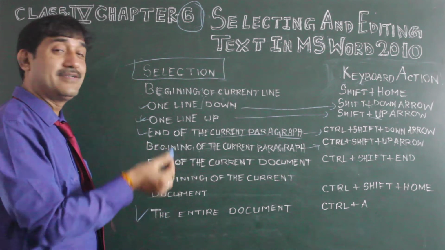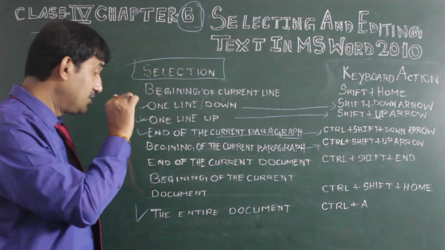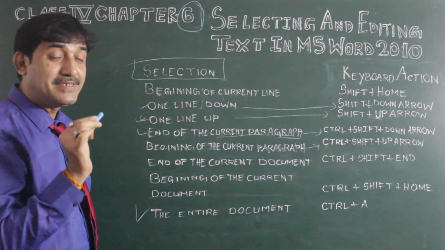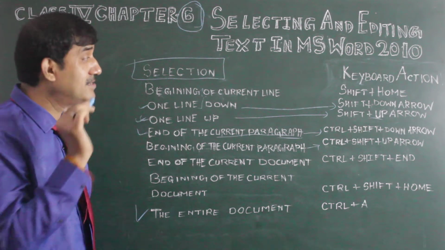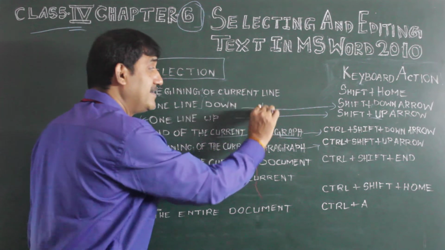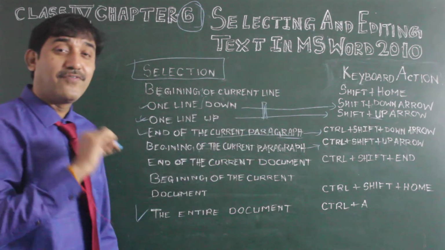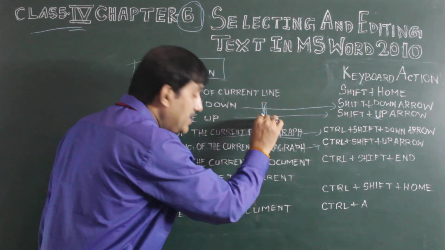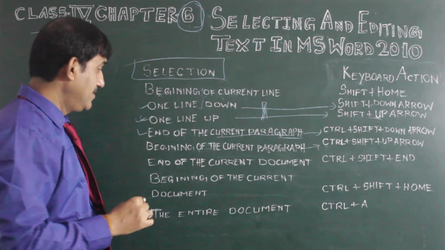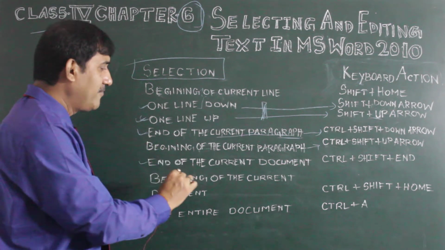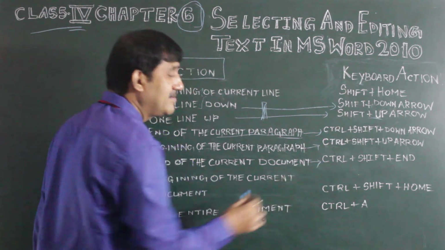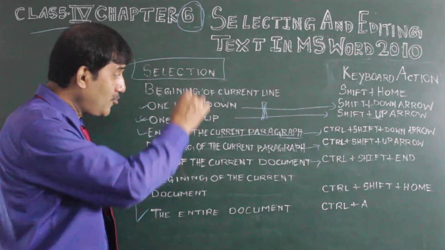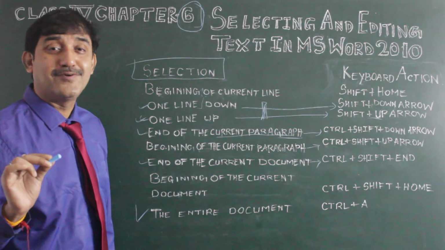End of the current document. You are working on the document, you want to select up to the end of the current document. But mind it, it will be selected from where the cursor is. So the cursor is very important. The blinking line is known as the cursor. From the particular cursor, it will be selected. Now, coming to end of the current document: Control, Shift and End. The current document, which you are typing out.